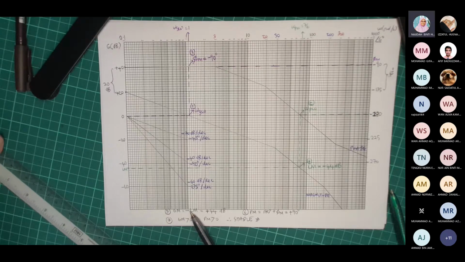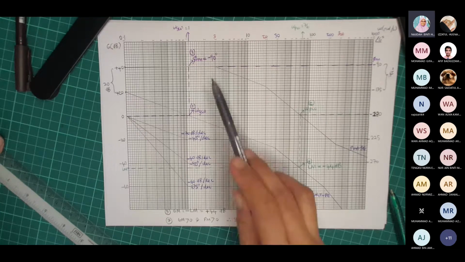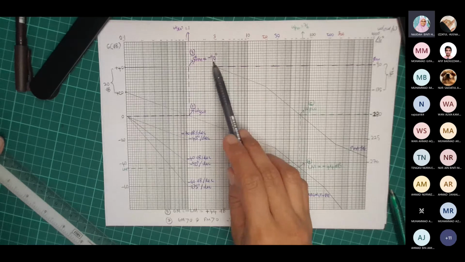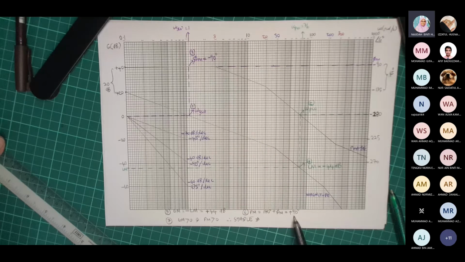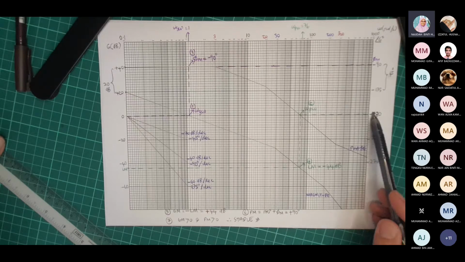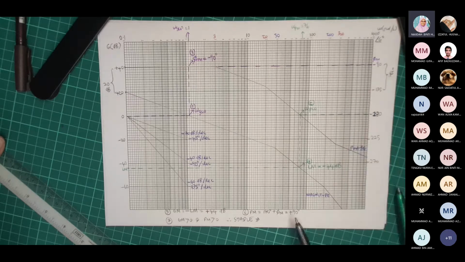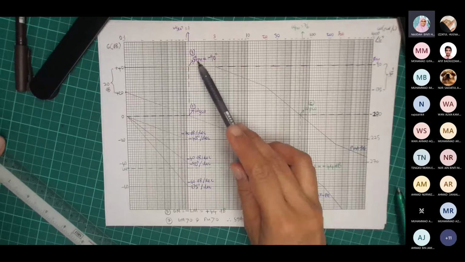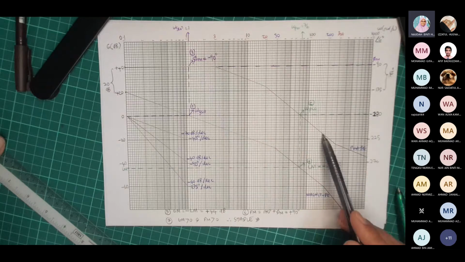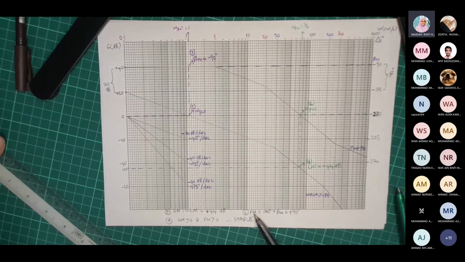Step number 6, determine the phase margin. This is the formula: 180 degree plus phi m. Our phi m is negative 90 degree. Then our phase margin is positive, in this case, positive 90. As long as the phi m is lesser than 180 degree, then our phase margin will be positive. If your phi m is larger than 180 degree, then your phase margin will be negative.